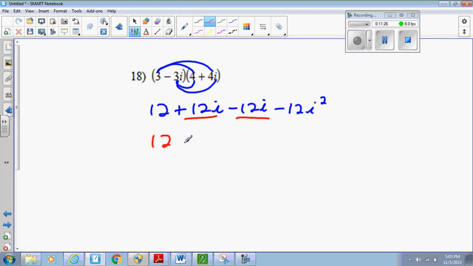And then I'm going to look at this minus 12 as minus 12 times negative 1. But negative 12 times negative 1 is plus 12. So 12 plus 12 is 24, and that's the answer we're looking for on that one. All right, good stuff.